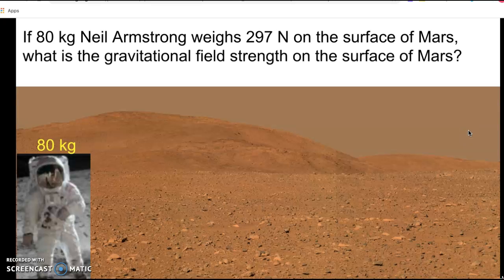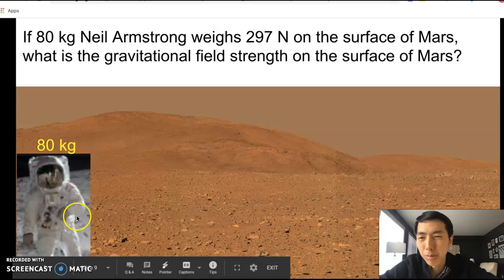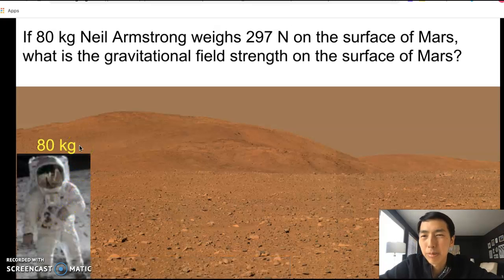And now I'm going to bring Neil Armstrong over to Mars. Now, we've never landed humans on Mars yet. We've landed rovers there, so robots just going around the surface. But let's just say we brought Neil Armstrong to Mars here, and he's 80 kilograms. So the question says, if 80 kilogram Neil Armstrong weighs 297 newtons on the surface of Mars, what is the gravitational field strength on the surface of Mars?